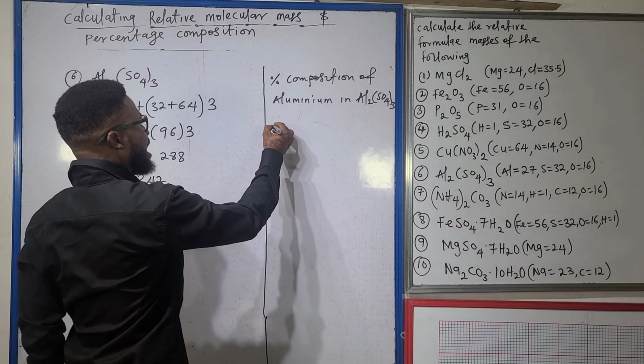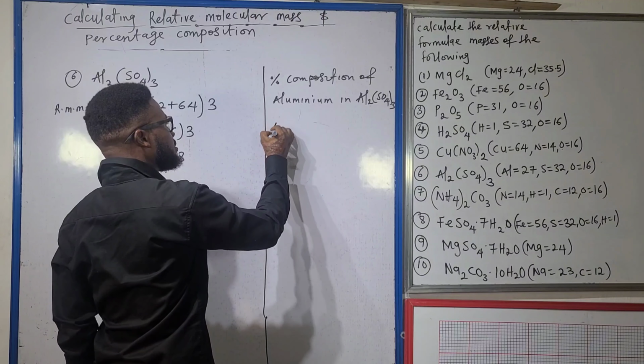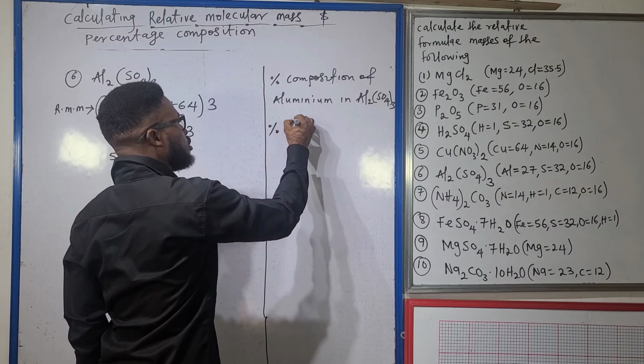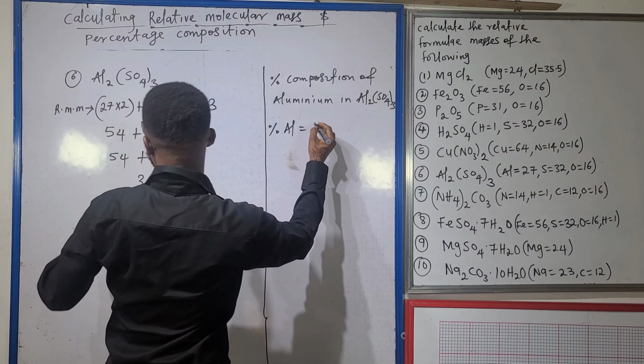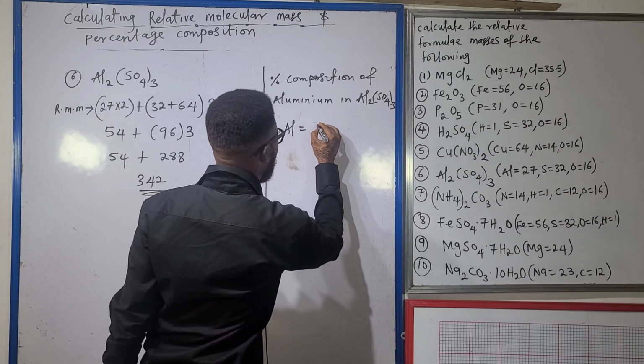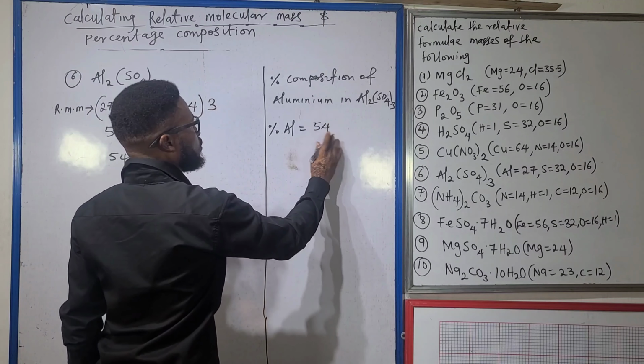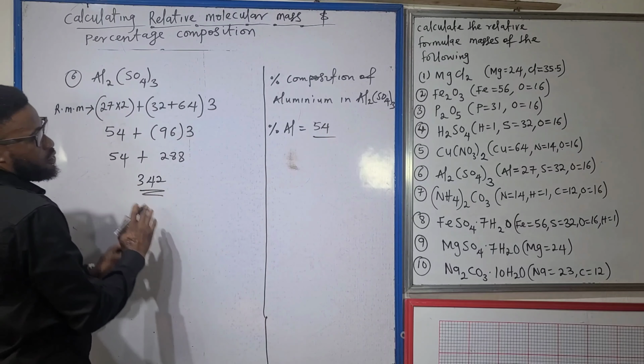So moving on from that, imagine we were told to calculate percentage composition of aluminium in aluminium sulfate. At that point, it means percentage of aluminium is going to be, aluminium in itself here is 27 times 2, and that is 54. 54 out of 342.